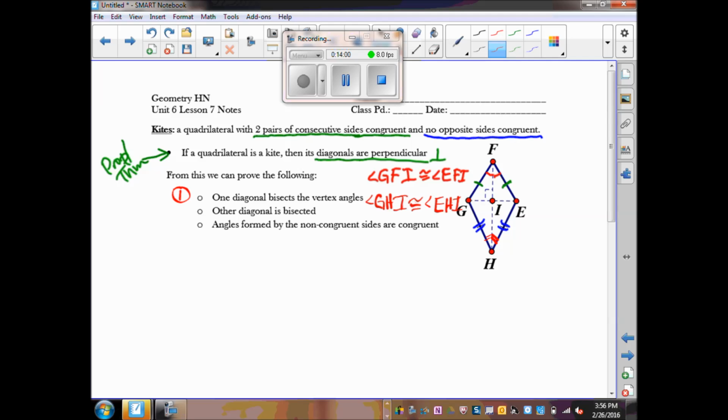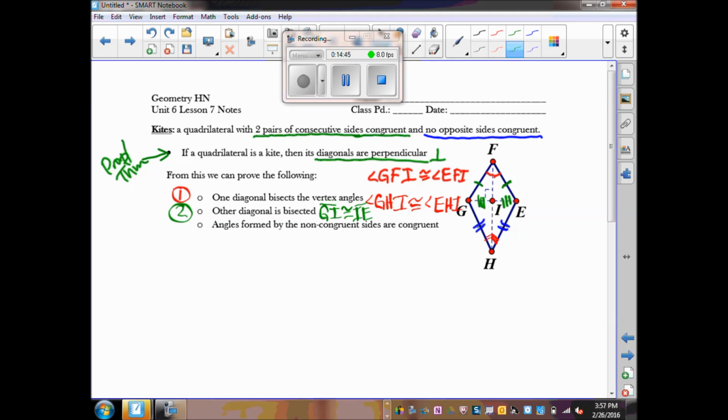That's our first thing. Our second thing is that the other diagonal is bisected. So we have that this here is congruent to this here. Let's go and write that in. GI is congruent to IE. So it bisects that diagonal there. And we also talked about in class how we cannot have both diagonals bisected because that would mean it's a parallelogram. So just one of the diagonals is bisected. And you'll notice this is the diagonal that connects the 2 angles formed by the non-congruent sides.